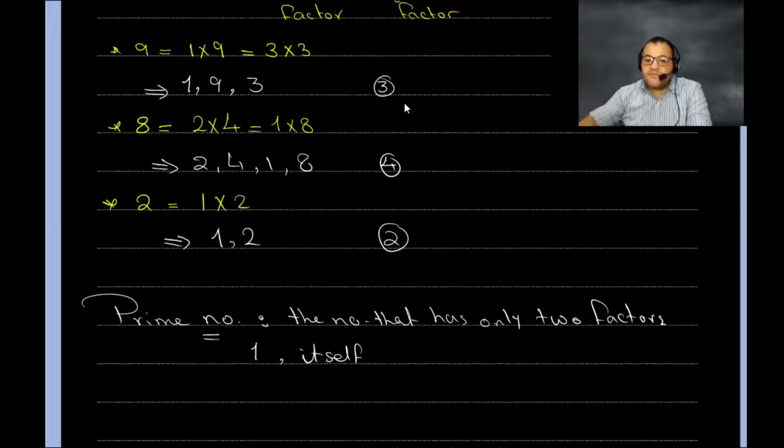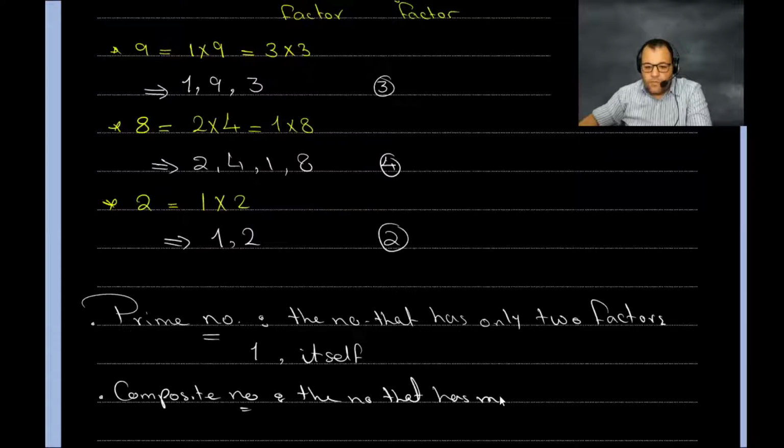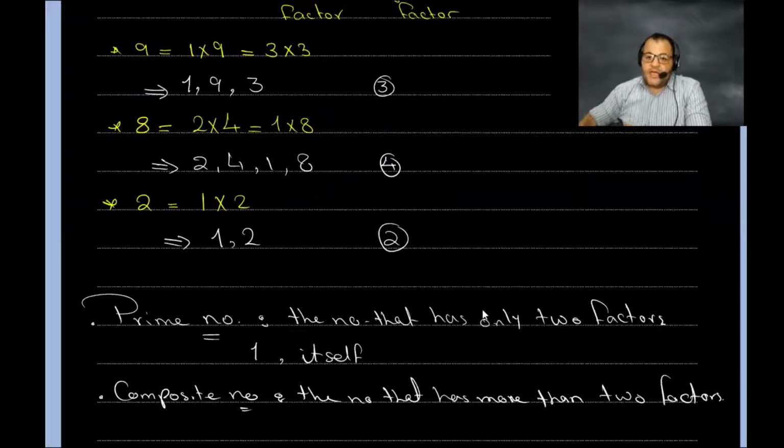If the number has more than 2 factors, it's called a composite number. So what is the meaning of the composite number? The number that has more than 2 factors. So who can give me an example for the prime numbers? I need an example for the prime number.